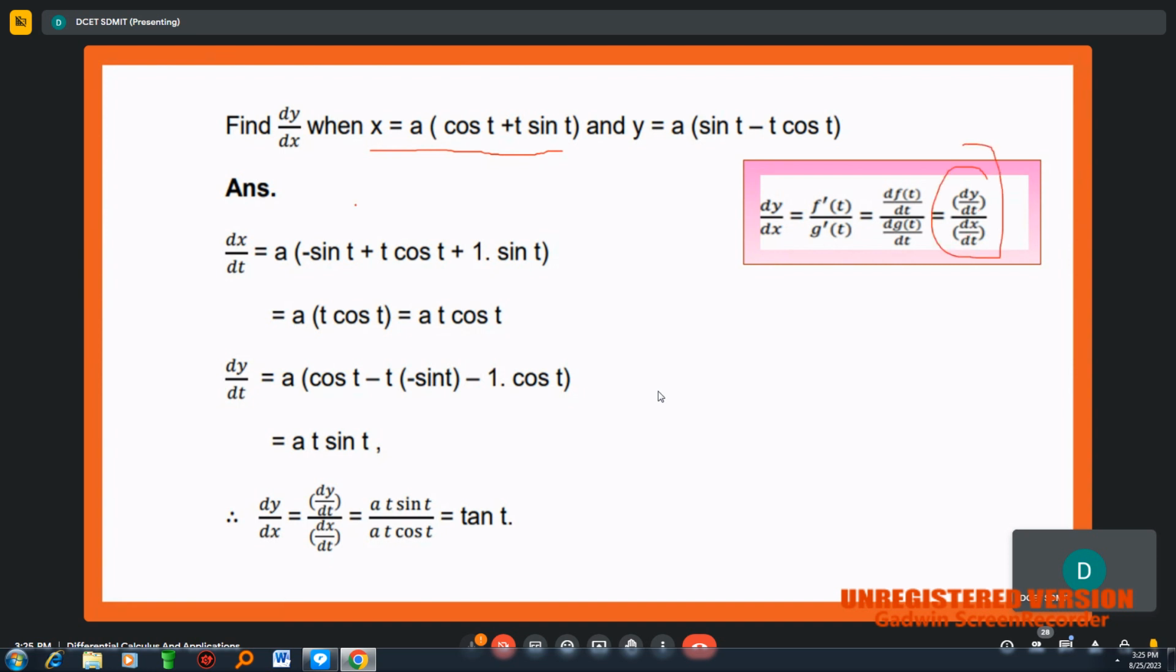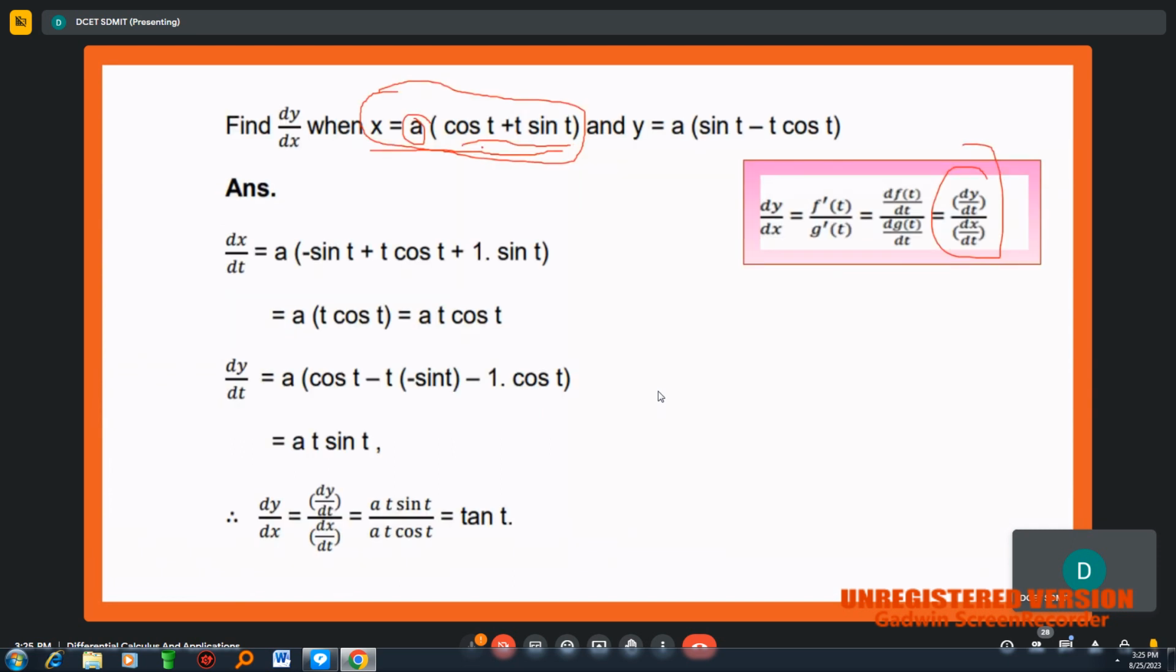Okay. Now, first we have to find out differentiation of x function with respect to t. That is dx by dt. What is the dx by dt here? a is kept constant, a constant term. We have to differentiate cos t plus t sin t with respect to t.